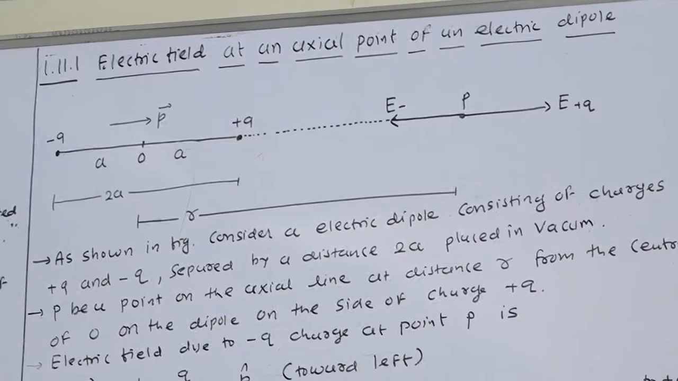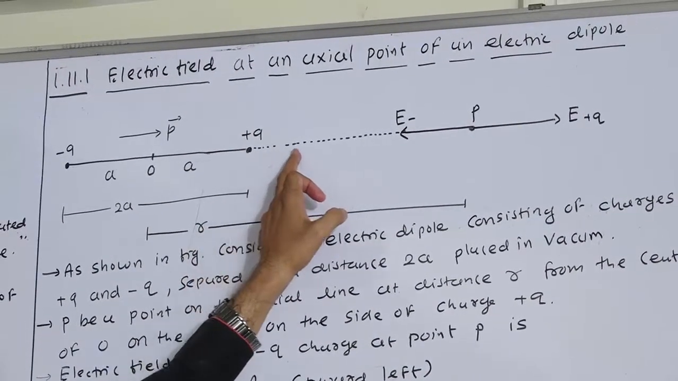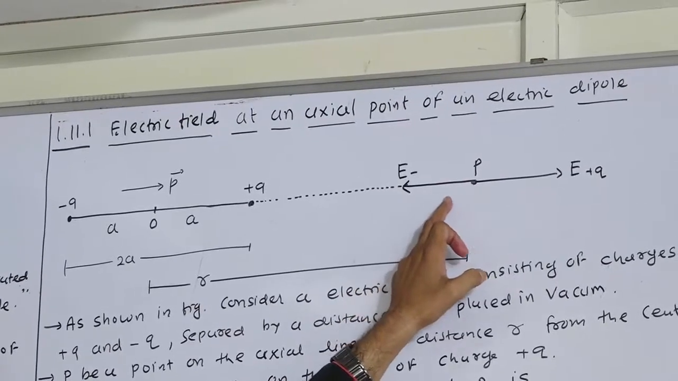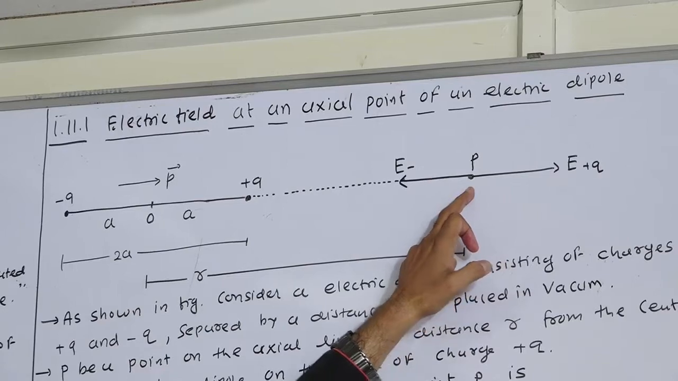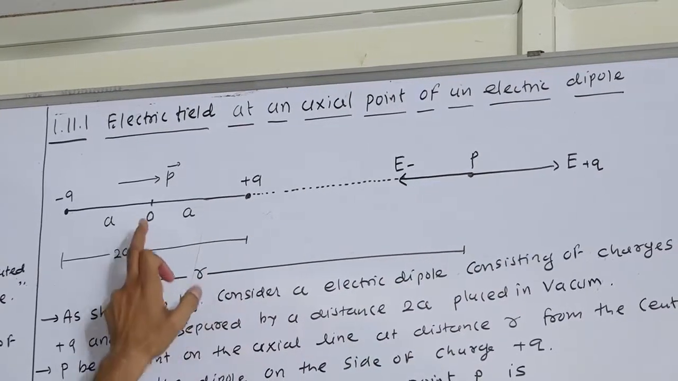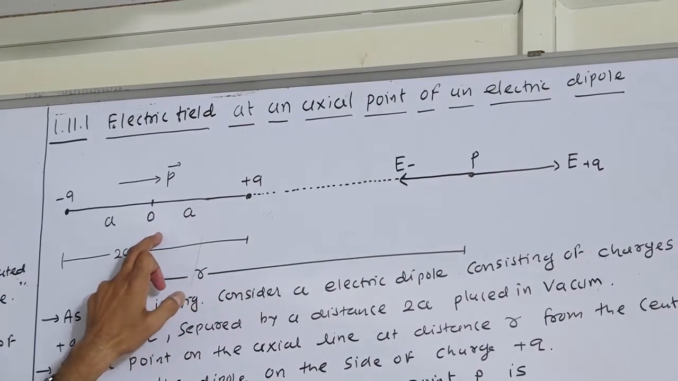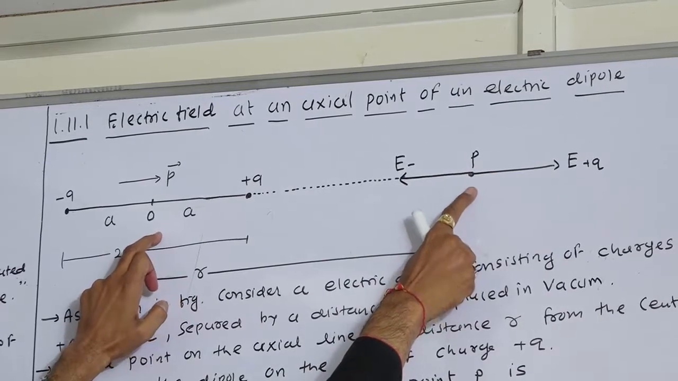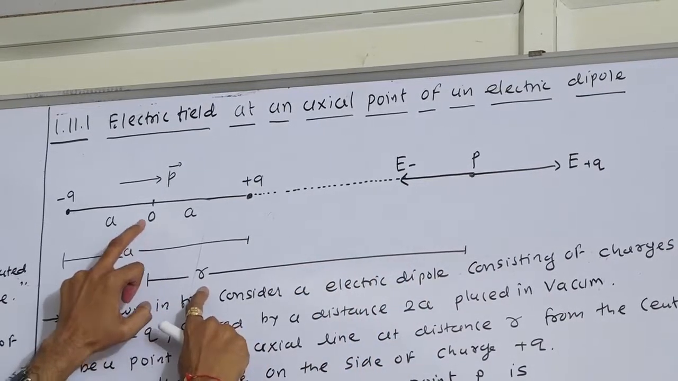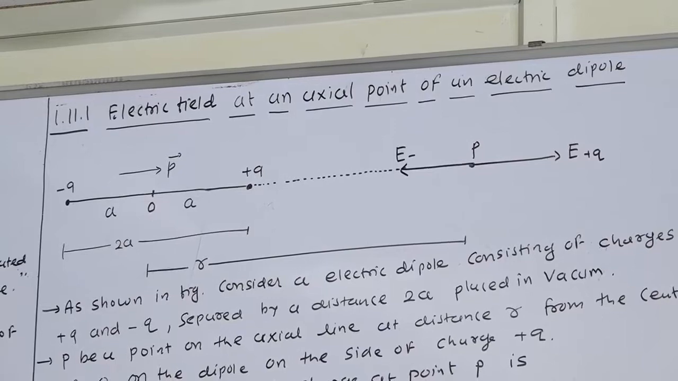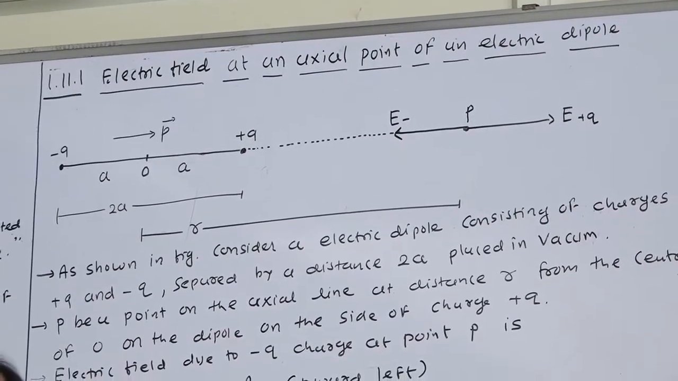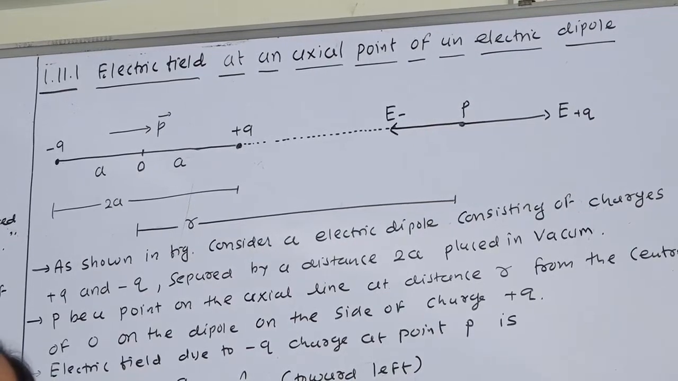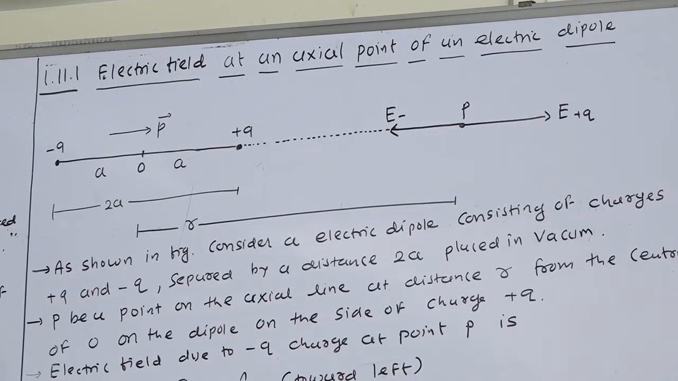So students, this point P is lying on the axis of the dipole, at a distance r from the midpoint of the dipole. Now at point P there are two electric fields, due to the plus q charge and due to the minus q charge.